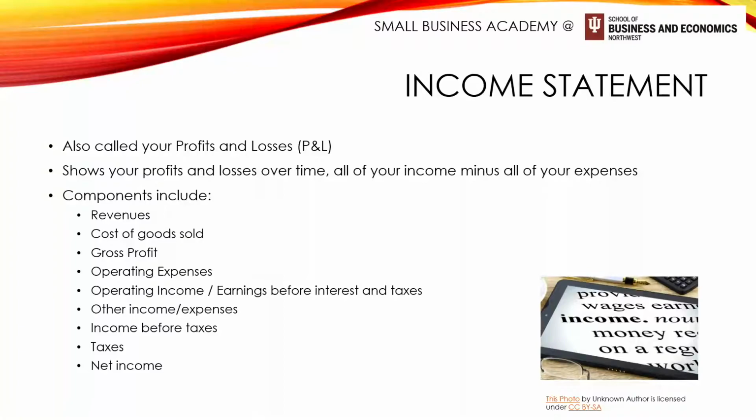The income statement is also called your profits and losses or your P&L. This shows all your profits and losses over time, or all of your income minus all of your expenses. Components, as you see here, include revenues, cost of goods sold, gross profit, operating expenses, your operating income or earnings before interest and taxes, other income or expenses, income before taxes, and ultimately your net income.